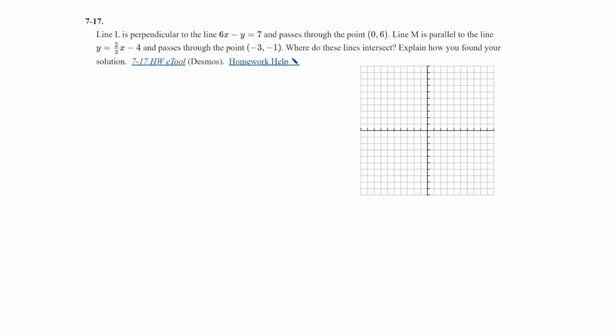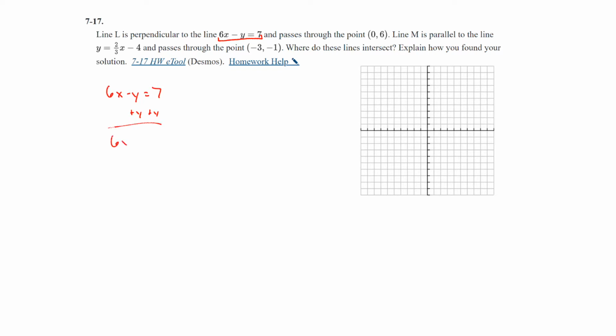Question 17. Line L is perpendicular to line 6x minus y equals 7 and passes through the point (0, 6). I'm just going to stop there and go ahead and graph that and see what that looks like. So line L is perpendicular, so we need to figure out what the slope of this line is. So let's go 6x minus y equals 7. I'm going to solve for y.